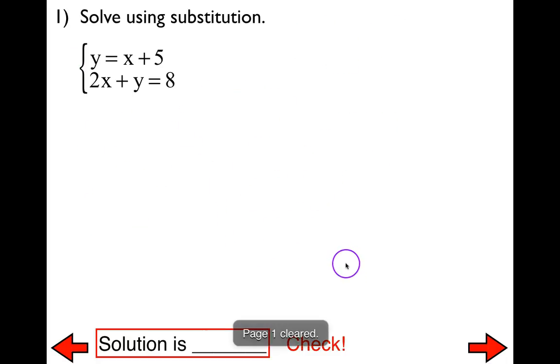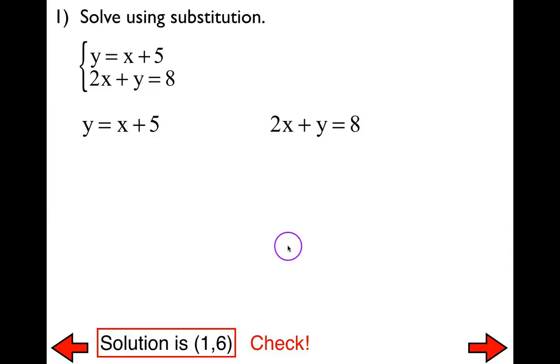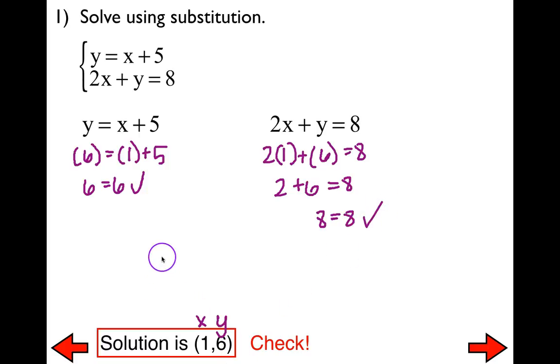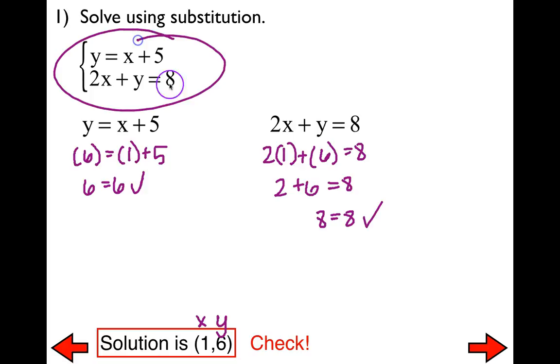So let's go ahead and check the answer. Here, just a friendly reminder that x is 1 and y is 6. I'm going to plug in my values here. 6 equals 1 plus 5. This is true, so it works for the first equation. I'm going to check the second equation. 2 times x, which is 1, plus y, which is 6. Does it equal 8? Let's see. 2 times 1 is 2, plus 6. Does this equal 8? Yes, this is true. And because it works for both equations, I can confidently say that the solution to this system is indeed 1, 6.